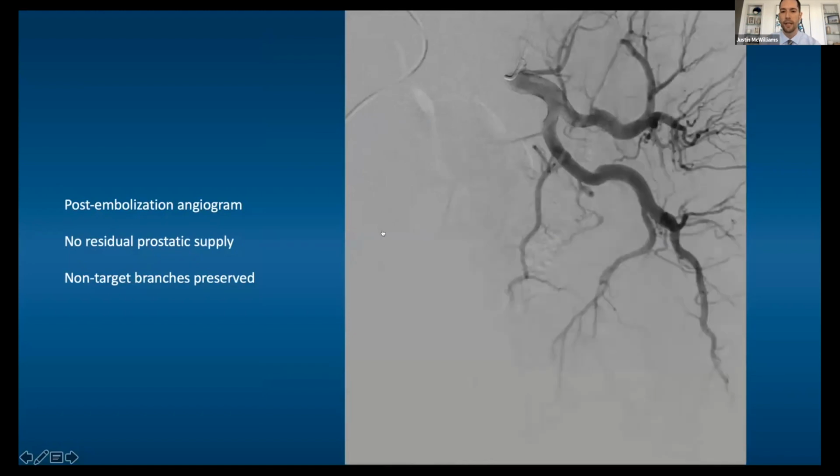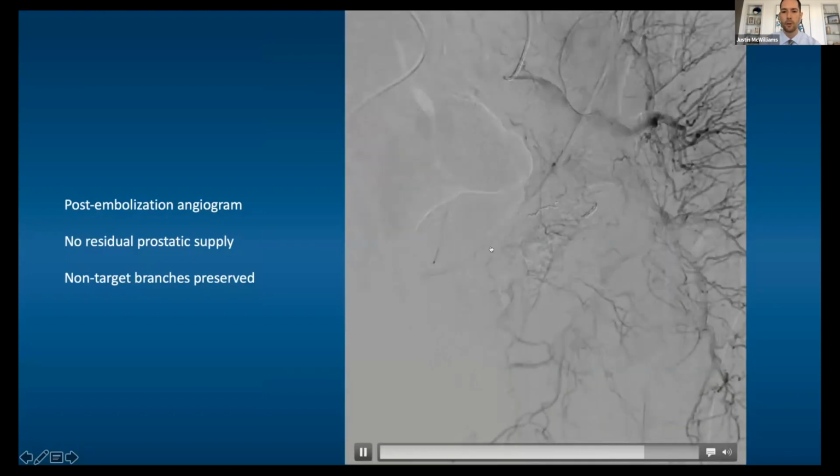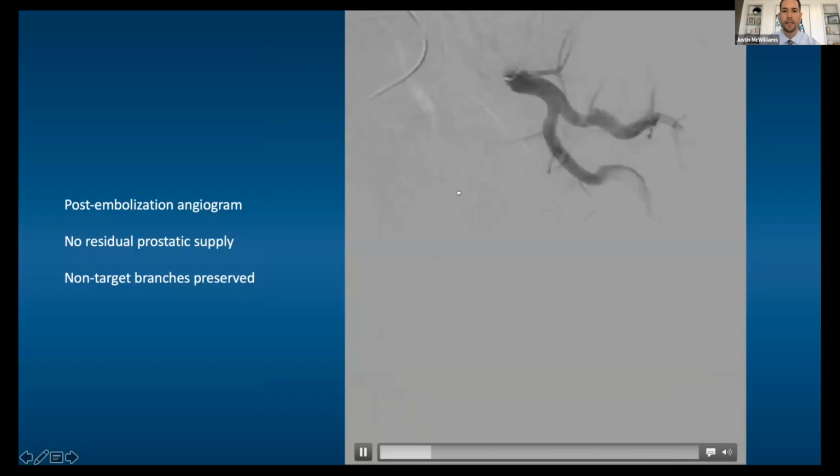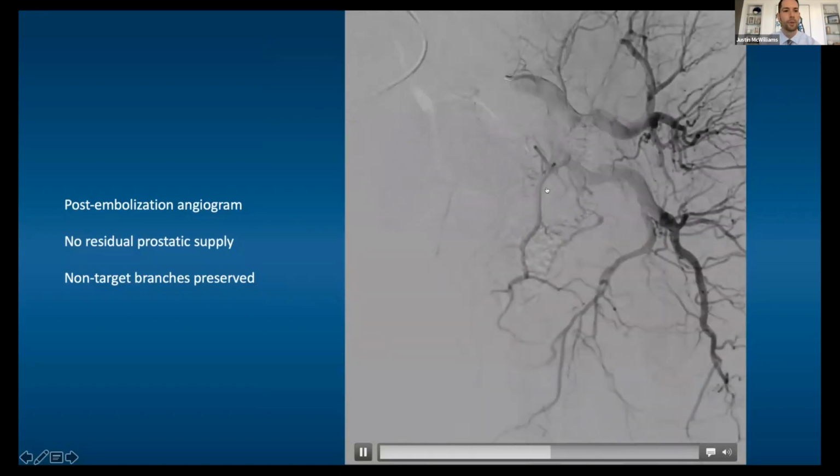After doing the embolization on that side, we do a post-embo angiogram. You can see those arteries are missing. There's no more prostatic blush. That's a successful embolization. The rest of the arteries are preserved.